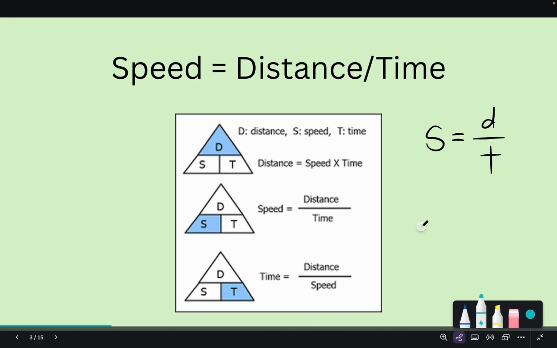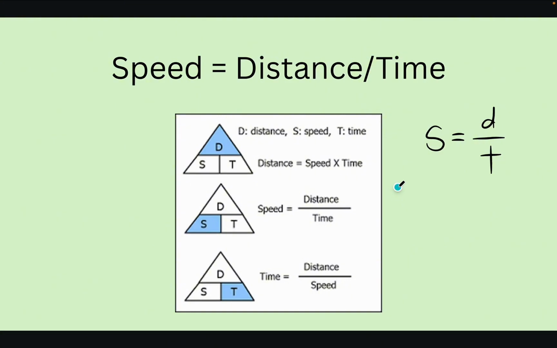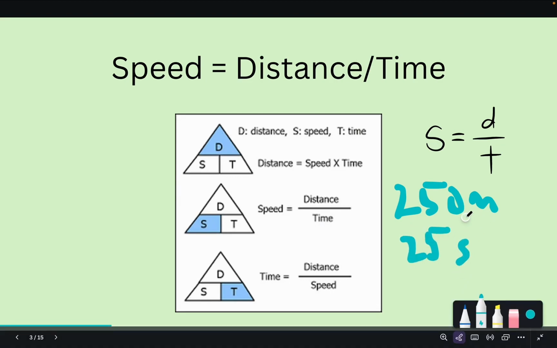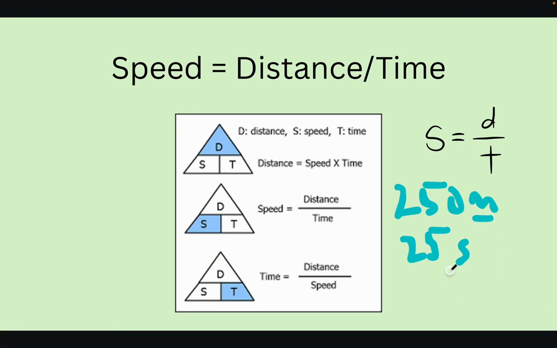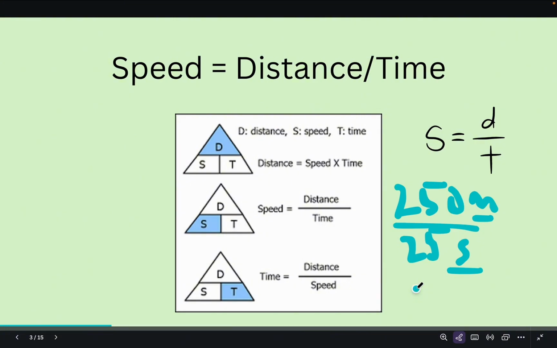To illustrate this, let's say Tommy can run 250 miles in, let's say, 25 seconds. Speed just aims to see how many miles can you cover per second, which is why you have to divide the distance by the time and you'll get 10 meters per second.